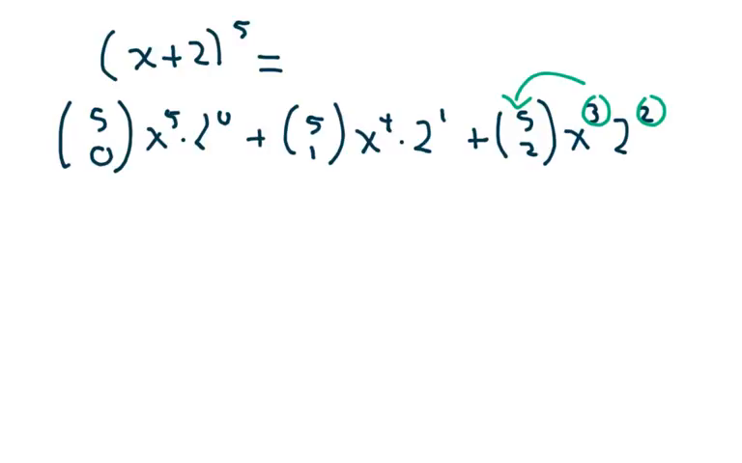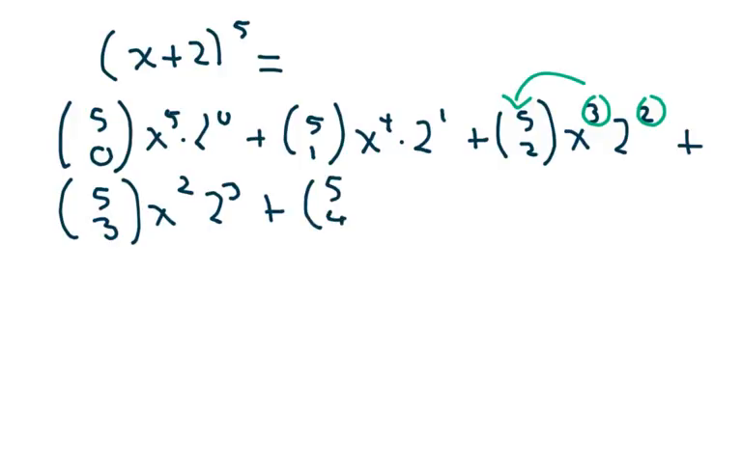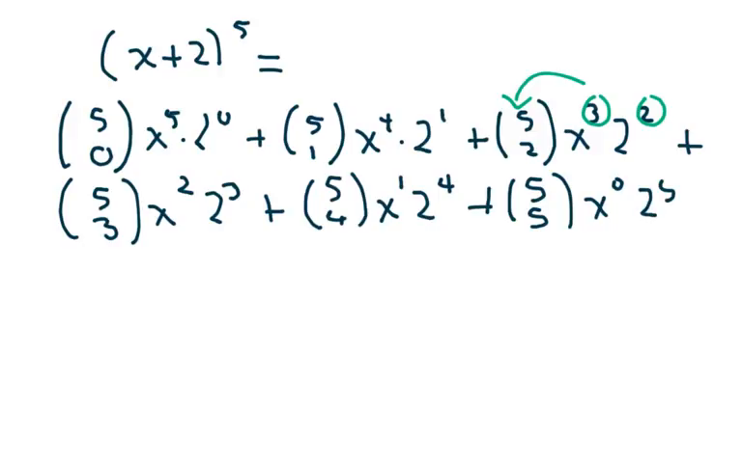All right? Plus, I'm going to go down here, 5, 3. X, go down, so we were at 3, we're going to 2, and 2 cubed, plus 5, 4, x to the first, 2 to the fourth, plus 5, 5, x to the 0, and 2 to the fifth. Then after this, you have to clean it up.